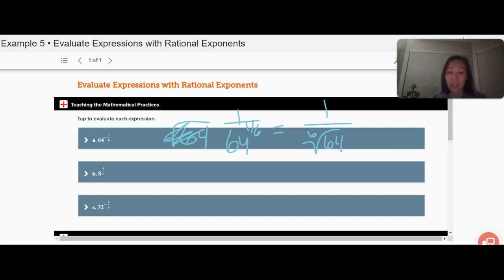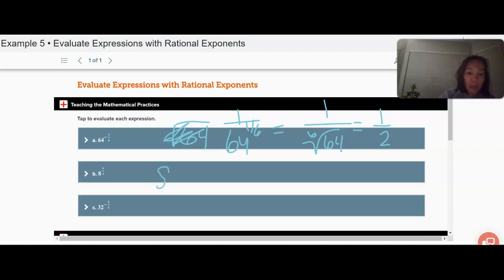So now what is the 6th root of 64? Again, you can use calculators, or you can realize that 2 times 2 times 2 times 2 times 2 times 2 is 64. So the 6th root of 64 is just 2. So this will equal 1/2. So yeah, look for that negative. Sorry, I almost missed that at first.